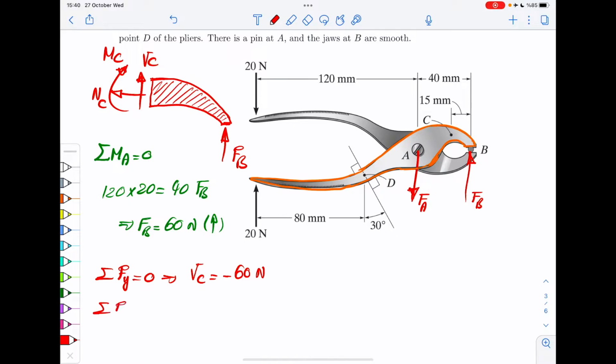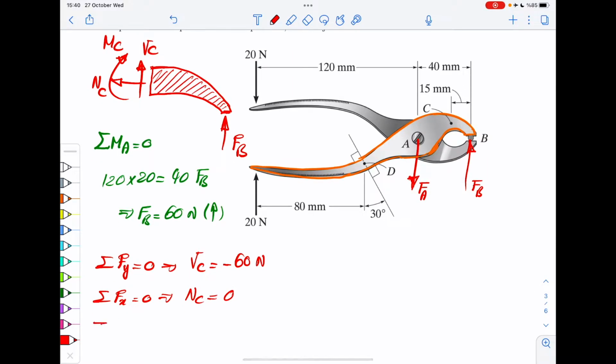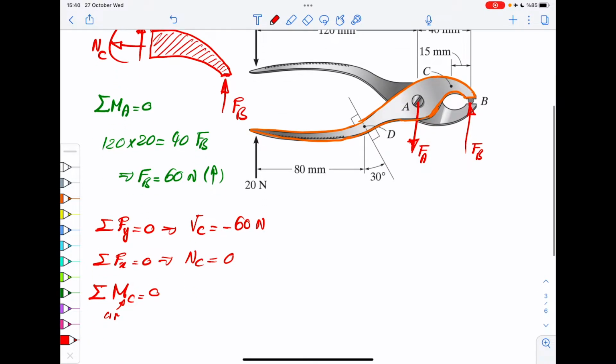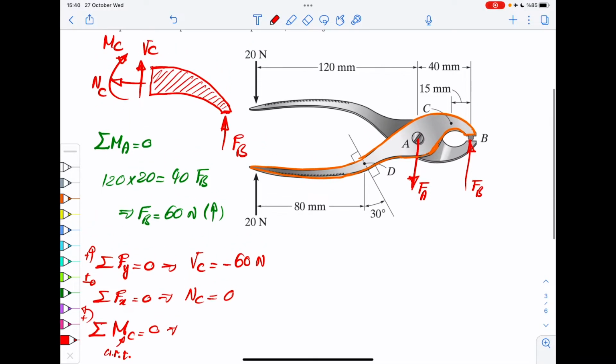Then you have sum of the forces in x direction is 0. Well, there is no other force than NC in x direction, so that is 0. And then you would write equilibrium of moments with respect to point C. Again, here I mean with respect to point C. And assuming that counterclockwise is positive, what moments do you have there? You have here moment C itself, which is clockwise. So that comes with a minus.